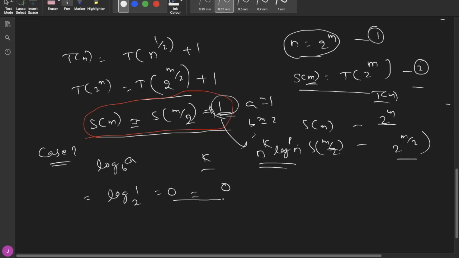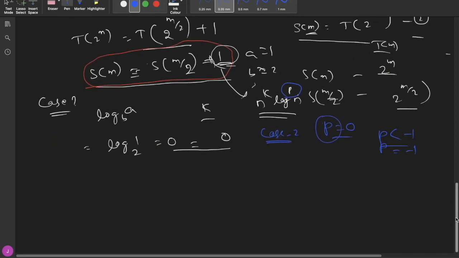Now I am comparing the k value and the log a base b value. I am getting both are equal, so this is coming under case 2. In case 2, what are we doing? We are again checking the p value. Here the p value is 0, so no issue is there. If the p value is less than -1 or equal to -1, then we will be doing some different things. If you haven't seen my previous video, then go and watch it. You will get a clear idea about what this p value is and what we are solving in the dividing function.